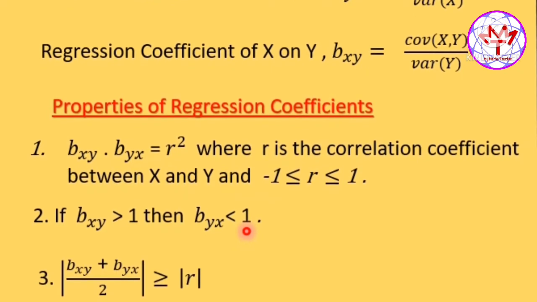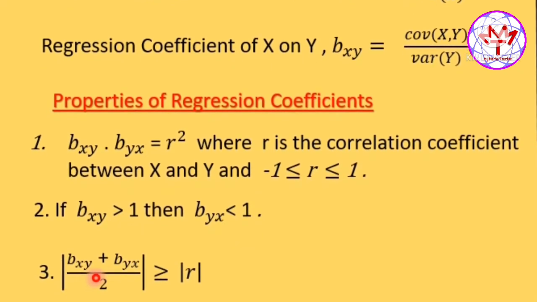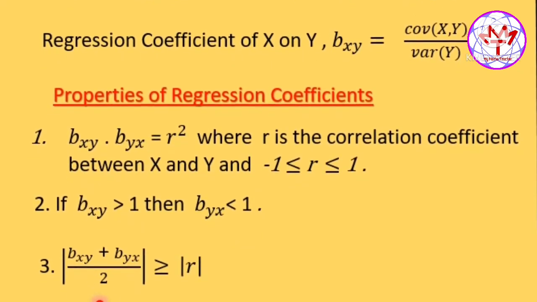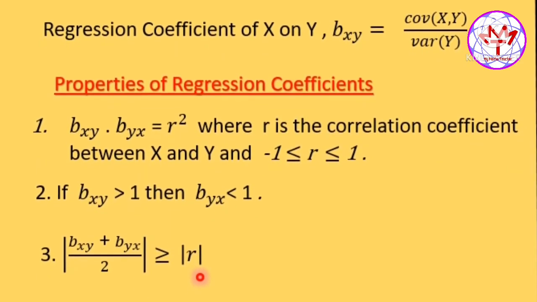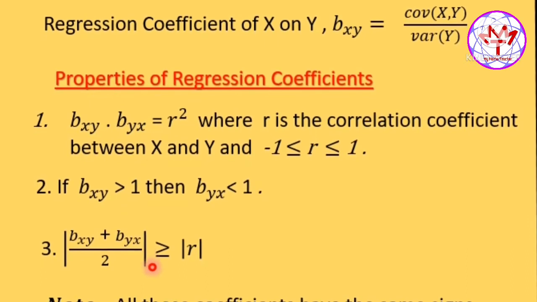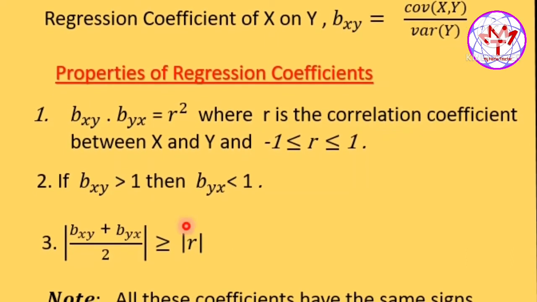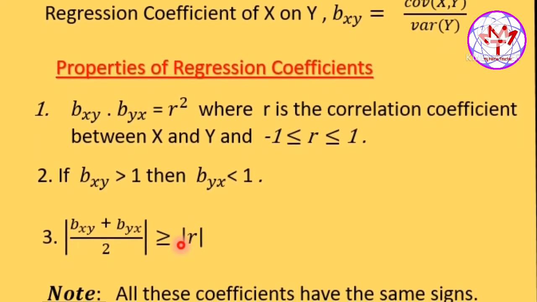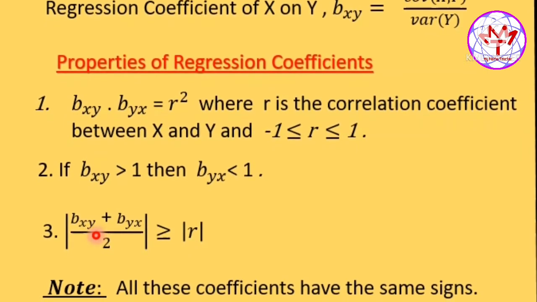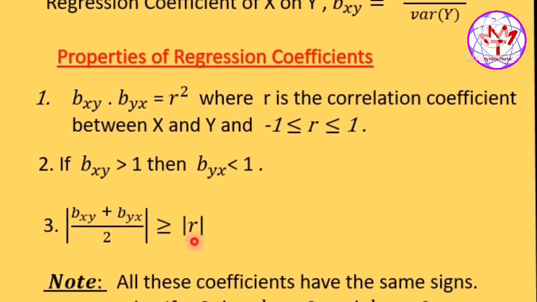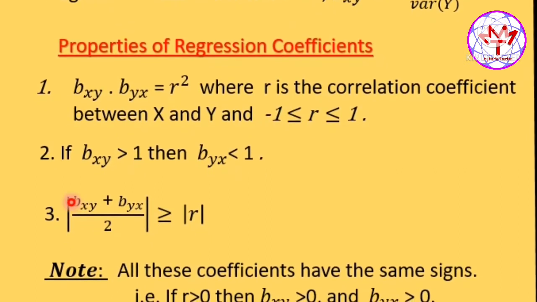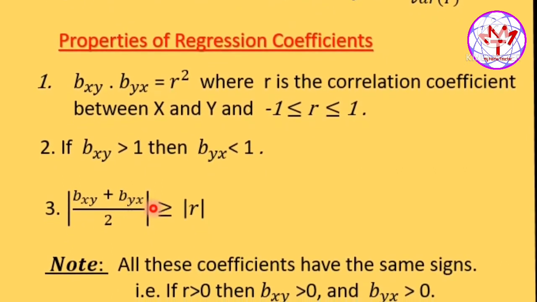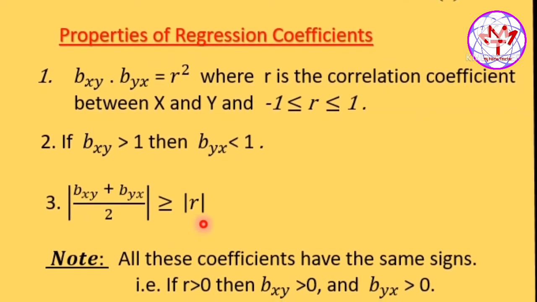Then the third property is mod of (bxy plus byx) upon 2 is always greater than or equal to mod r. Now here we are putting the mod sign because we have to consider only the positive values of this. That is, the average of bxy and byx and the value of r. So mod of the average of bxy and byx is always greater than or equal to r.